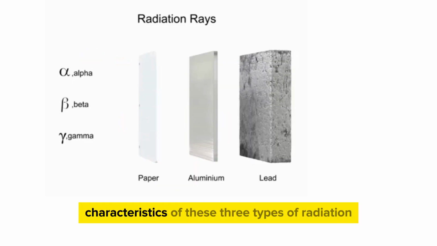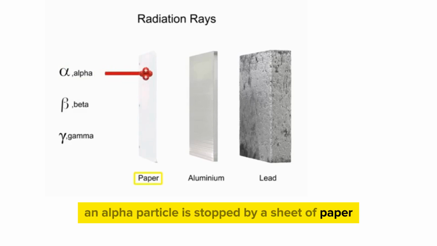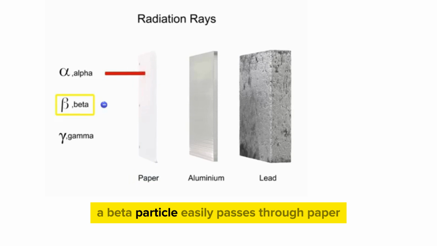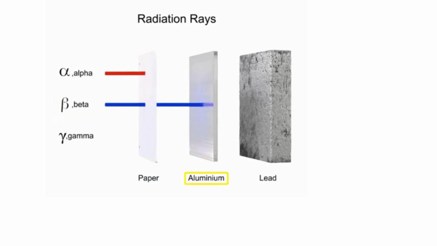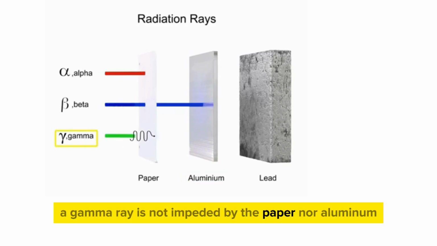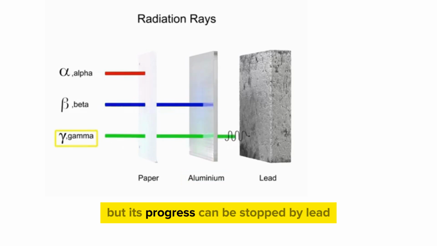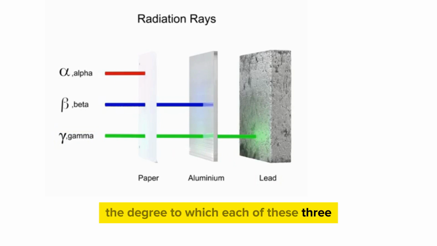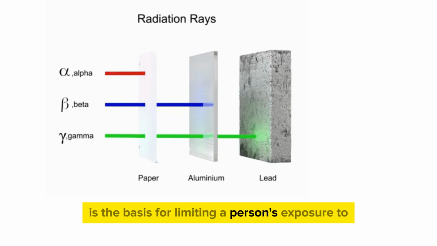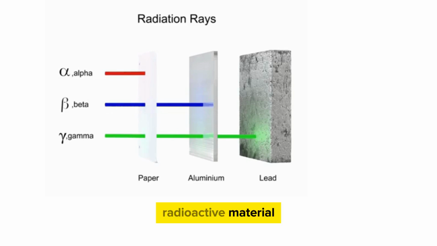The unique characteristics of these three types of radiation affect their capacity to penetrate various materials. Whereas an alpha particle is stopped by a sheet of paper, a beta particle easily passes through paper but is stopped by aluminum. A gamma ray is not impeded by the paper nor aluminum, but its progress can be stopped by lead. The degree to which each of these three forms of radiation penetrate human tissue is the basis for limiting a person's exposure to radioactive material.